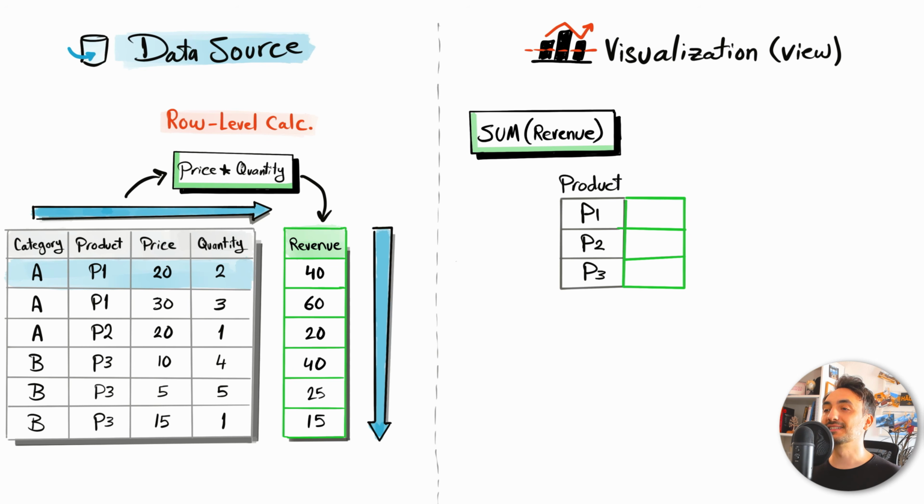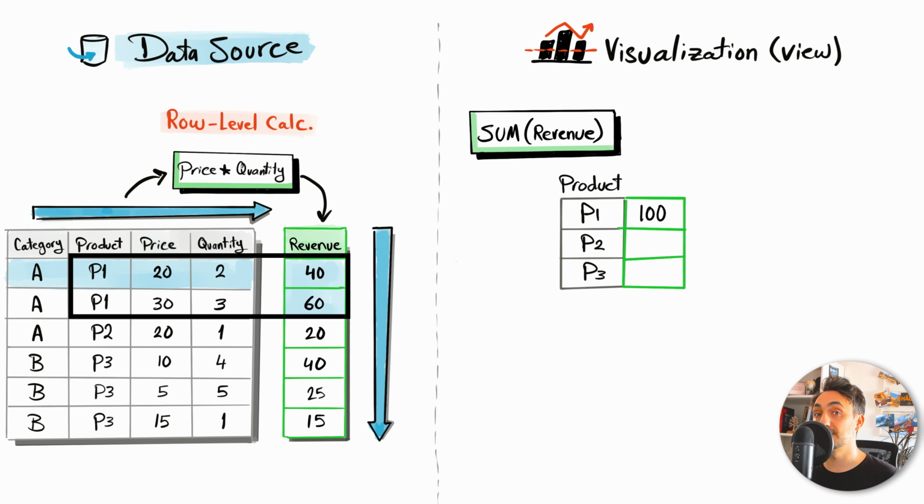So for example, Tableau is going to start with the first product, P1, and Tableau is going to summarize the first 2 rows from the data source. So we have 40 plus 60. Tableau is going to write at the output 100 directly in the visualization. Then it's going to move to the next row. We have P2. Here we have only 1 row at the data source, and the sum of that is going to be 20.